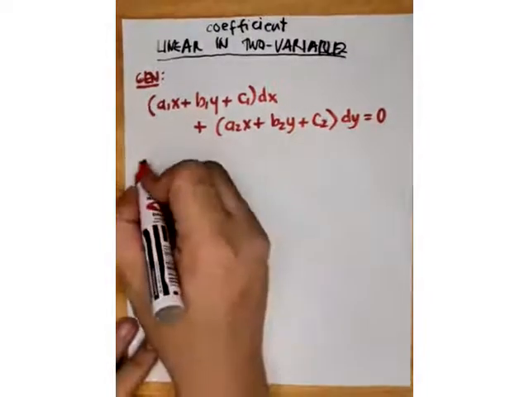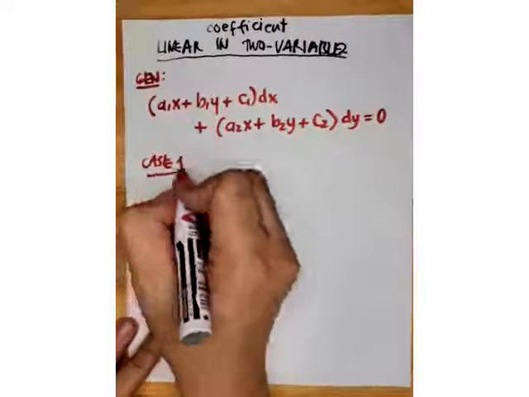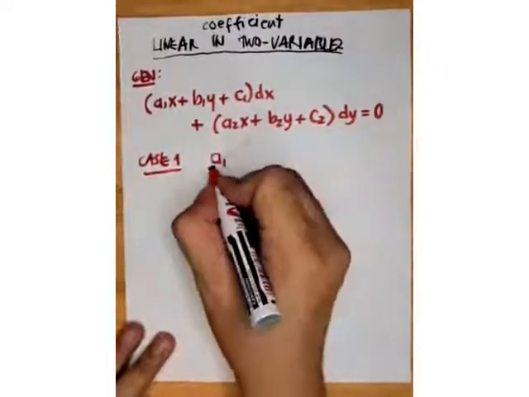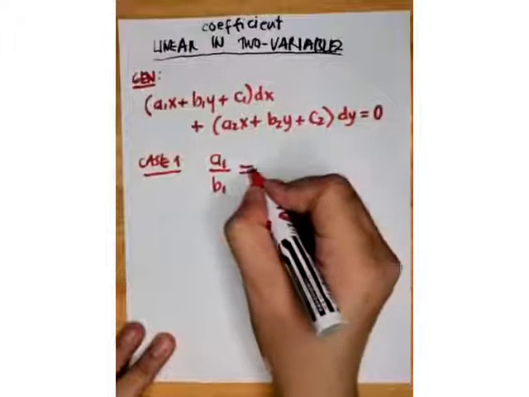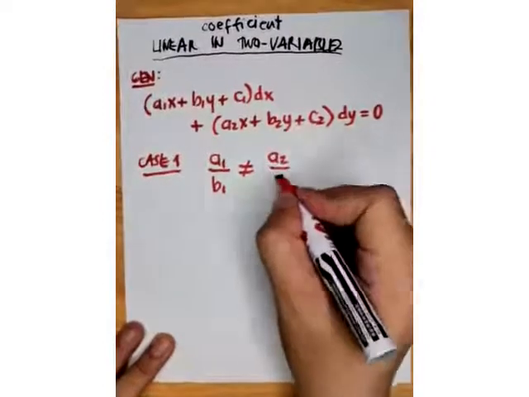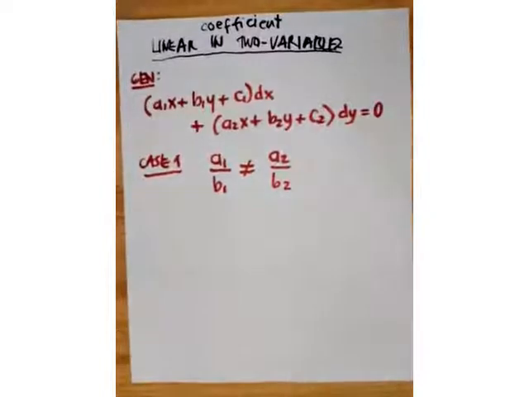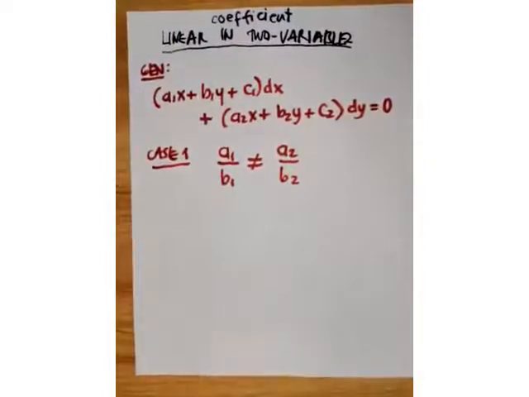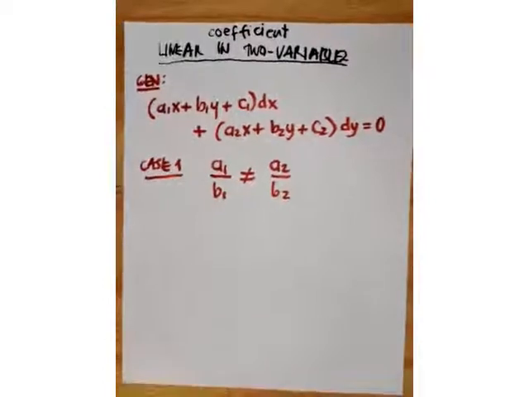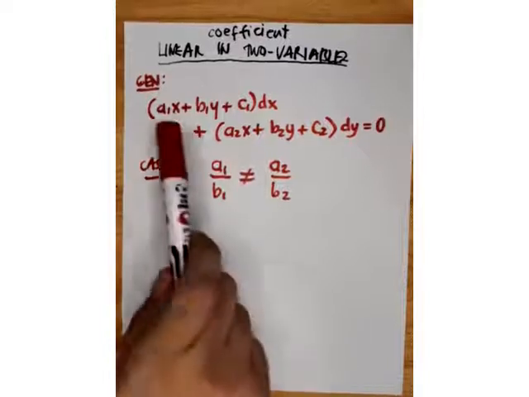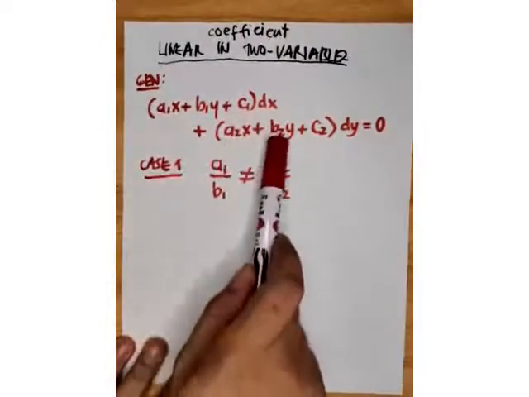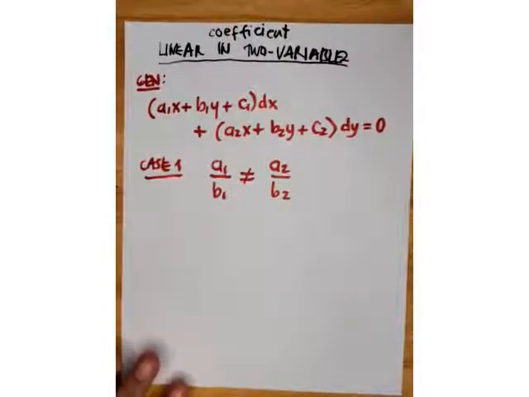So we have two cases. Case 1 is if a1 over b1 is not equal to a2 over b2. Okay? We just take the ratio of this and the ratio of this, so if they are not equal, it is case 1. So what do we do if it is case 1?